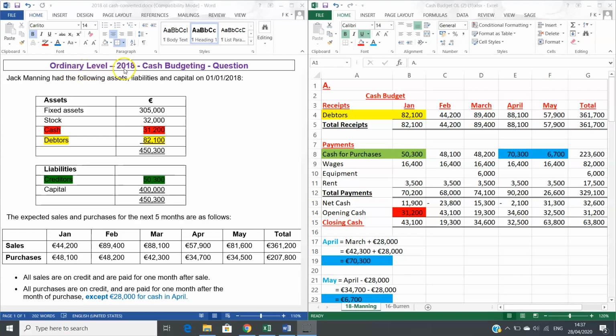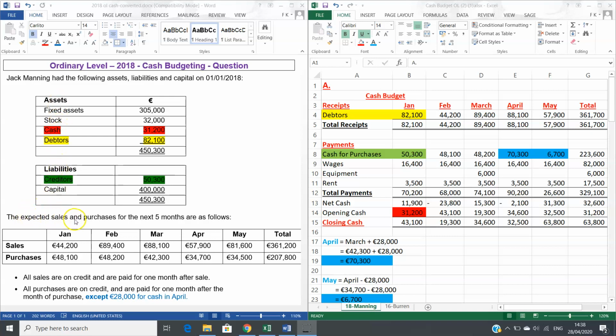This is the Ordinary Level 2018 cash budget question. On the left-hand side of the screen you can see the question itself, and on the right-hand side you can see the solution. Okay, so what information are we given? We're given the following assets, liabilities and capital on the first day of the year. So there's your assets, there's your liabilities.